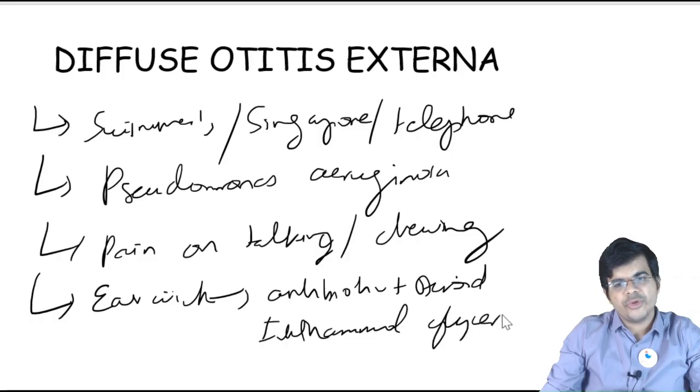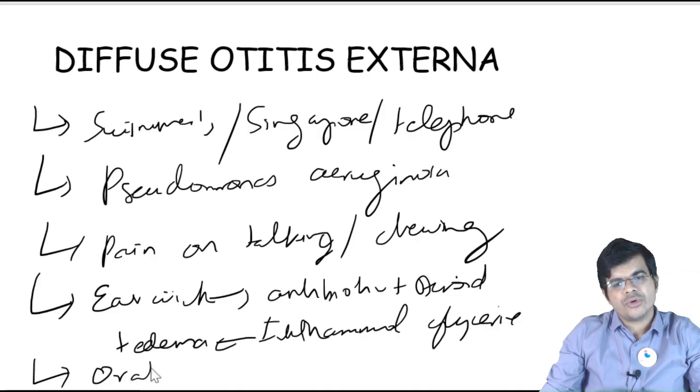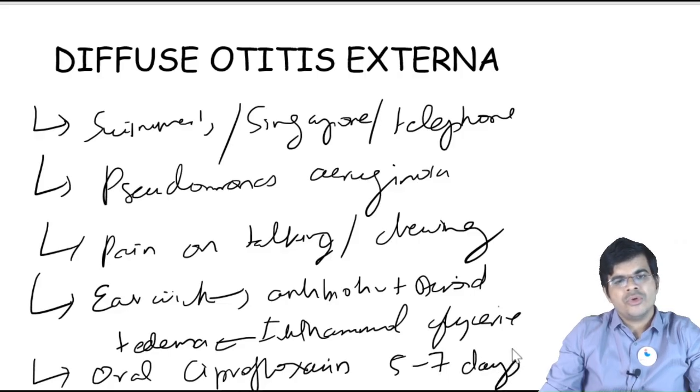Why? Because it reduces the edema. Okay, for reducing the edema. And along with that you can give oral antibiotics, of course you can give ciprofloxacin, for 5 to 7 days, 500 mg BD. Okay, so that's about diffuse otitis externa.